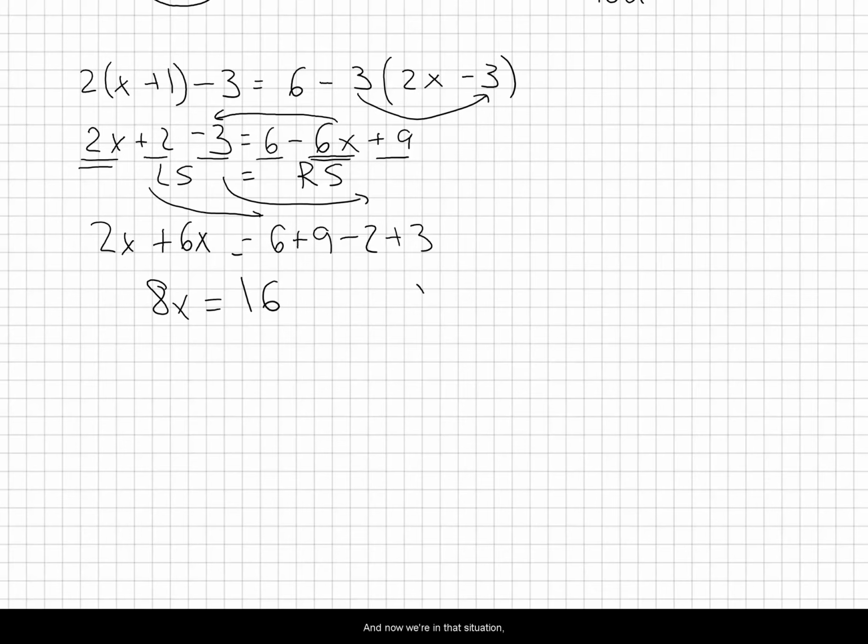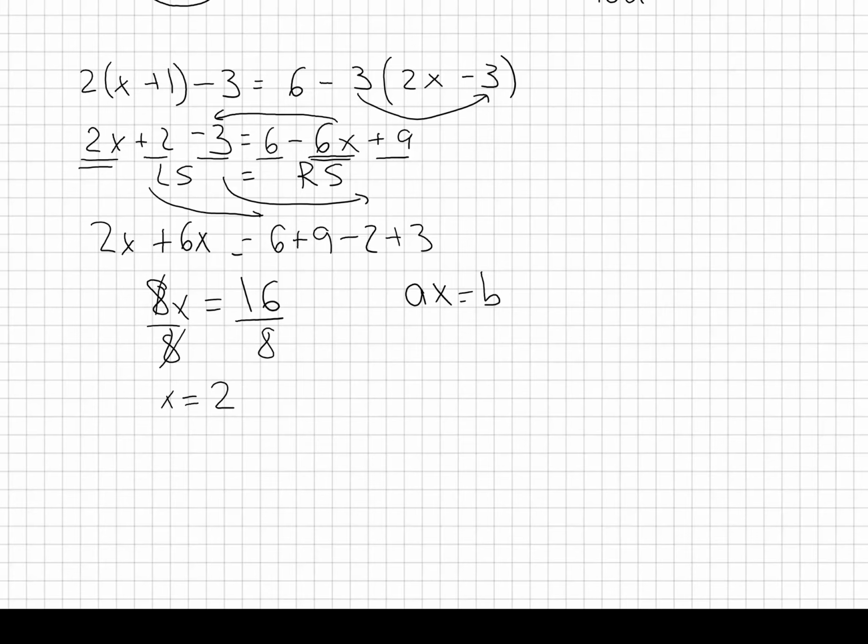And now we're in that format, ax equals b, where I told you we should divide both sides by the coefficient of x, which is a. Let's see, what is the value of a in my example? 8, right. What's the value of b in my example? 16, you got it. So divide both sides by the coefficient of x, which is 8. Simplify. x equals 16 divided by 8 is 2. So that is our potential solution.